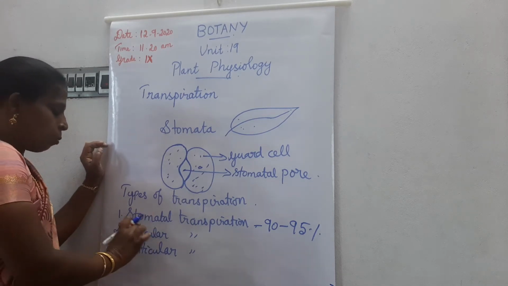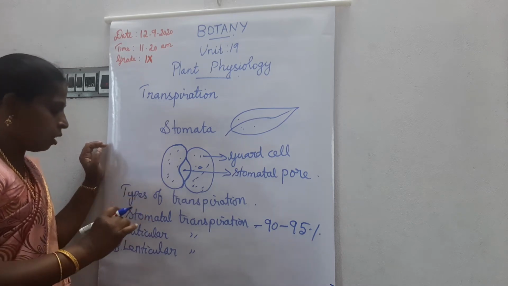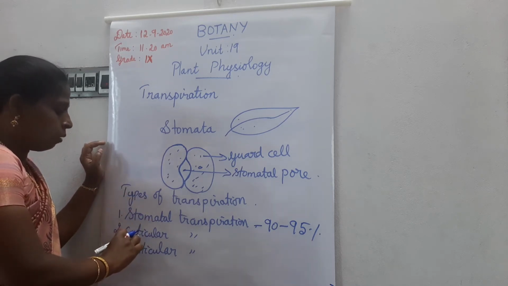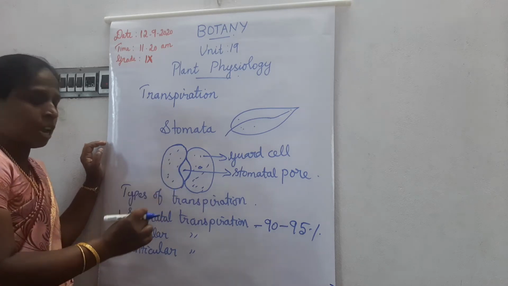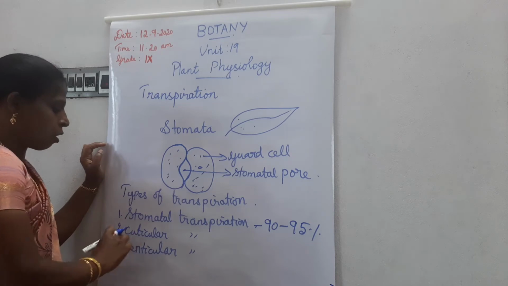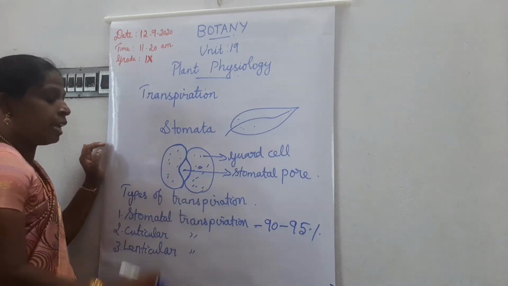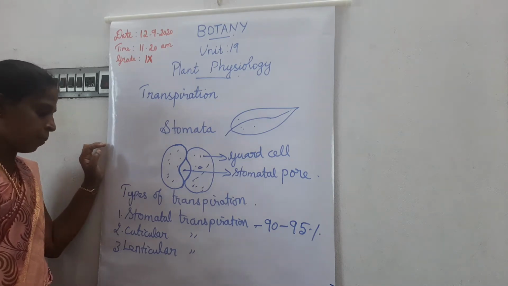So what is cuticle? Cuticle is the waxy coat present on the leaf. Through this cuticle also the water may evaporate. That type of transpiration is called cuticular transpiration. But it is less than stomatal transpiration.